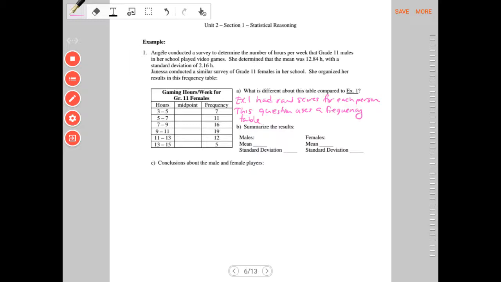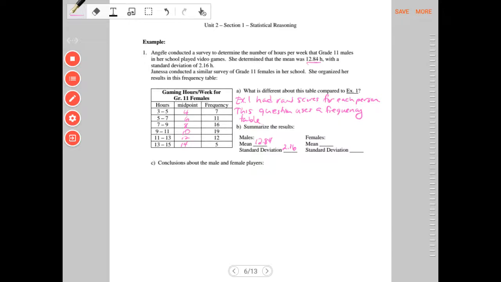Okay, summarize the results. Well, males, we already were given the information. So the average for males was 12.84 hours, and the standard deviation 2.16. For females, we're going to have to find it. Now, when they give you data in a frequency table, notice that there's a range of hours. So in order for us to actually find the mean, we have to use the midpoint of that range. So, hours 3 to 5, halfway in between, or the middle of that, is 4. 5 to 7 is 6. 7 to 9 is 8. You see a pattern here. 9 to 11 is 10, 12, and 14.